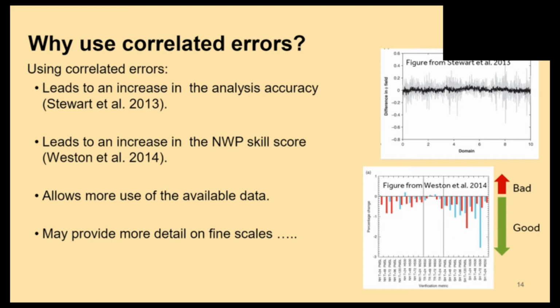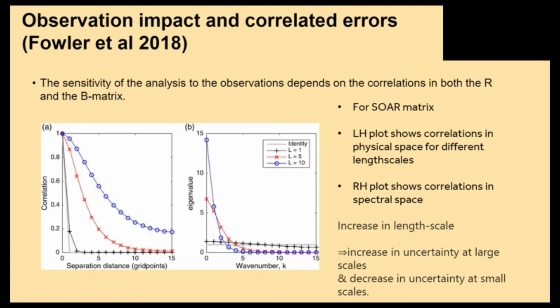So in this next slide, I've got some plots from a paper by Alison Fowler et al. We did some idealized studies to try and understand the effect that using correlated errors would have and how that would interact with the background error covariance matrix B, in order to understand the sensitivity of the analysis to the observations, and also the scales that would be represented by the increments. This is just an example. We did a number of different examples in the paper.